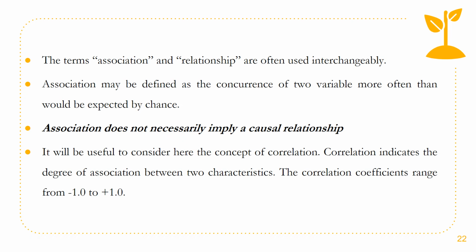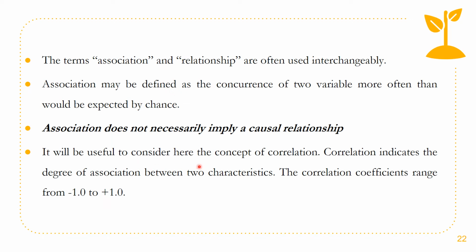The term association and relationship are often used interchangeably. That means both meanings are same. Association may be defined as the occurrence of two variables more often than would be expected by chance. Association does not necessarily imply a causal relationship. This is very important. Association does not necessarily imply a causal relationship. That means if there is association, it does not mean that that is the cause. Cause may be different. So how to check? That I will explain you in the next slide.